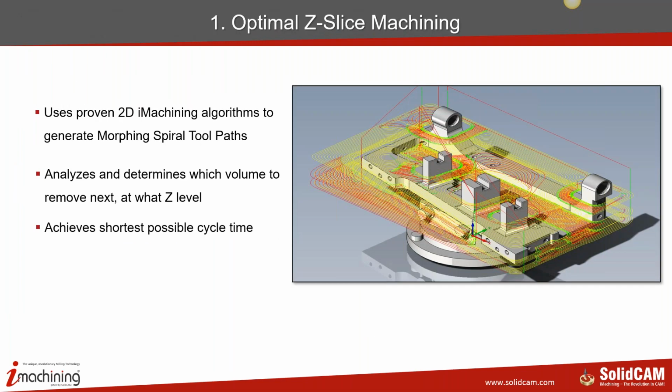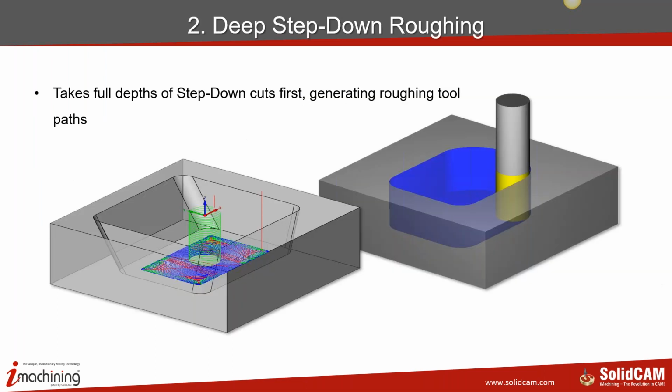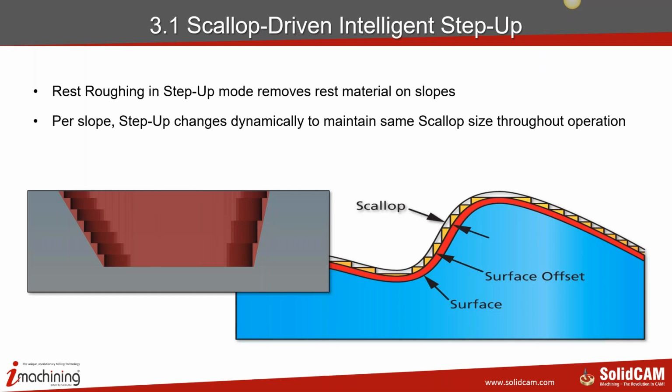So in iMachining 3D, we have got optimal Z slice machining. It will take into account the full depth of the part, and it will check with the ACPs what is the maximum depth of cut that it can take efficiently. It will first take the full depth, as in iMachining 2D, remove the volume, and once the volume is removed, like in this case, it takes the full depth of cut, and then it generates a scallop-based step up. So the user defines that 1 millimeter is acceptable, or 1.5 millimeter scallop is acceptable, or 0.5 millimeter is acceptable. Once that scallop is defined, iMachining will then calculate what is needed to provide this scallop after doing the first deep machining. So it does the Z step up and generates the scallop as per what the user has defined.